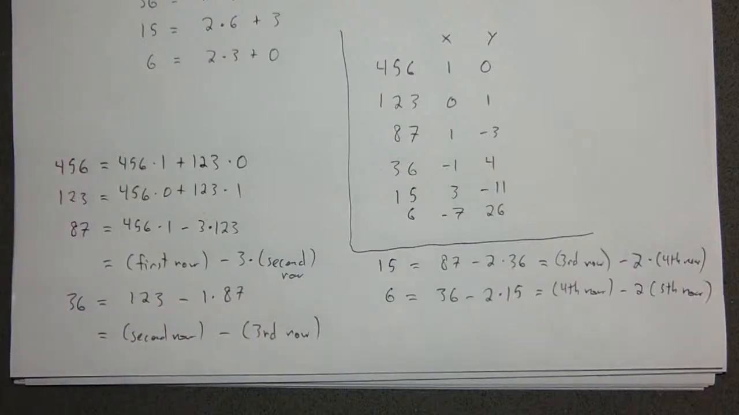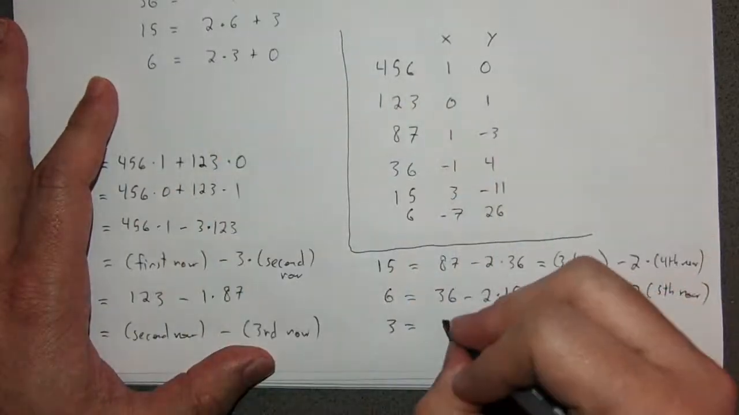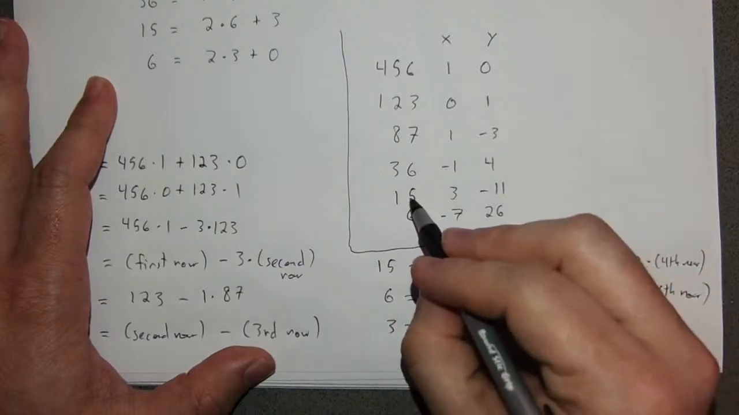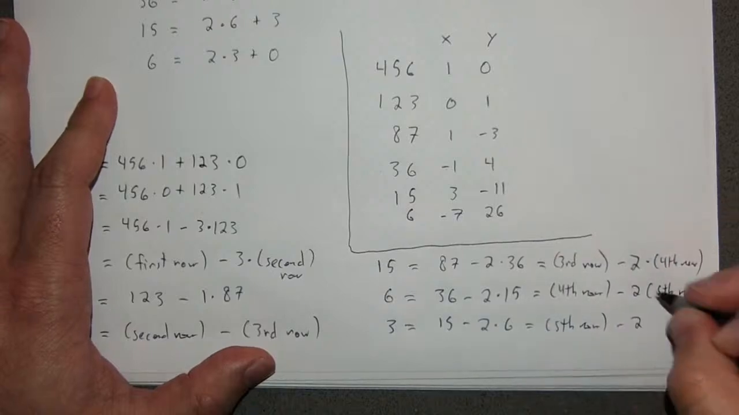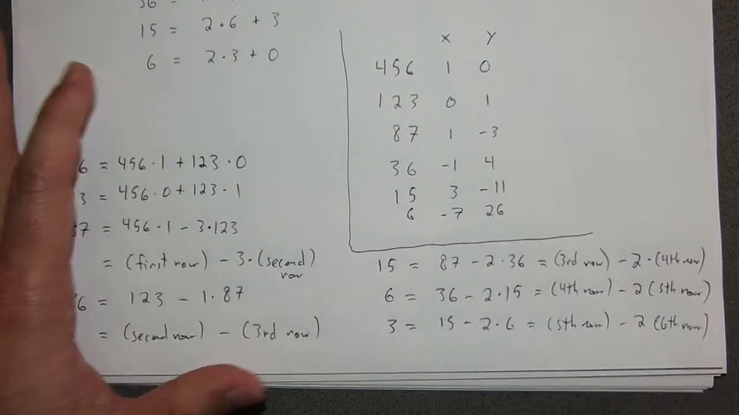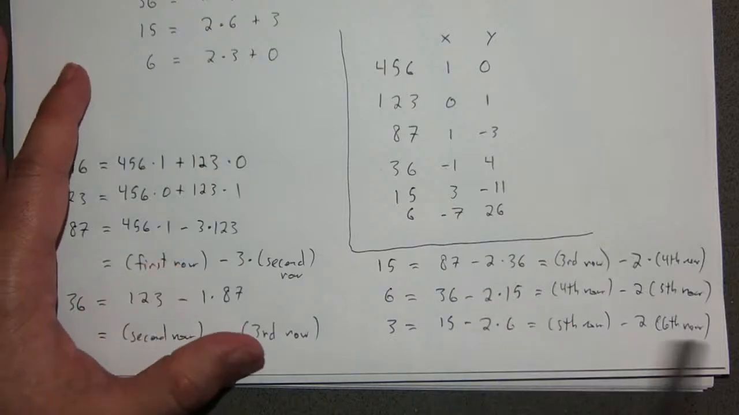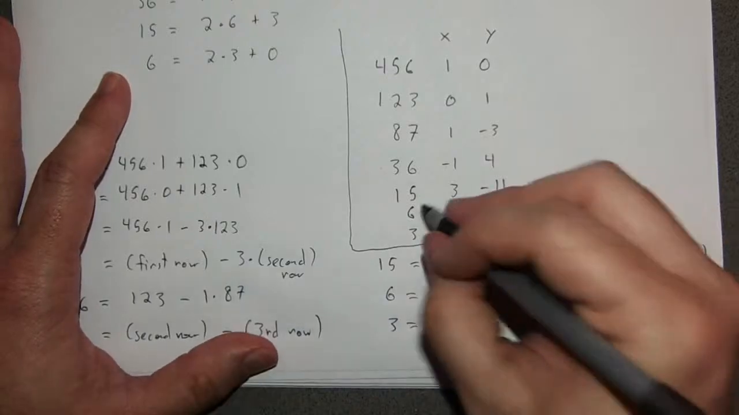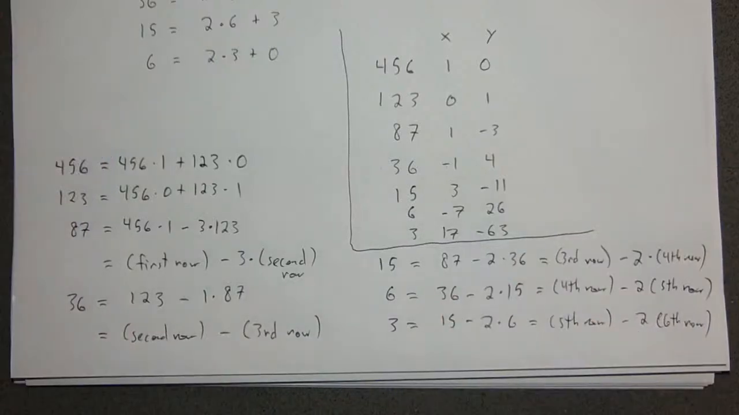Okay. And then lastly, I'll go ahead and write this out, and then I'm just going to do it. So 3, I can write that out as 15 minus 2 times 6. So that is fifth row minus 2 times sixth row. You might think, why did the 2's come in? Of course, because those are the quotients in these steps. And so what does that end up being for 3? That ends up being 17 and minus 63, when you compute that.